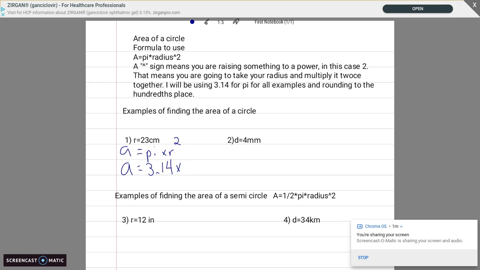That means I'm not going to do 22 times 3. I'm going to do 23 times 23. Off screen on my calculator, I am typing in 23 times 23 times 3.14, and I'm getting my area of 1,661.06, and this is going to be centimeters squared. The reason why it is squared is you're trying to find an area.